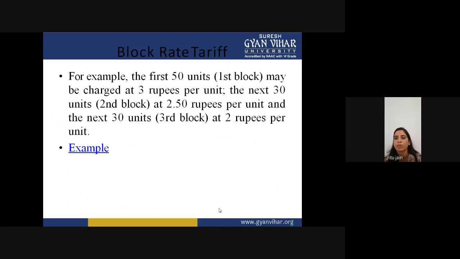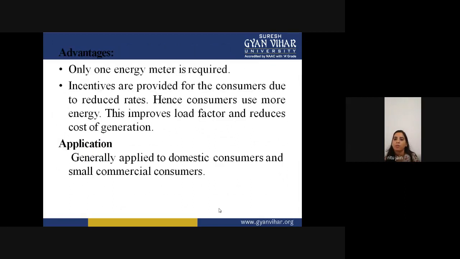For example, the first 50 units, one block, two block, and three block. So this is divided into three parts. In the first block, it may be charged at 3 rupees per unit, and the next 30 units may be charged at 2 rupees 50 paisa per unit. And for the next 30 units, it is charged at 2 rupees per unit. So, advantages: only one energy meter is required.